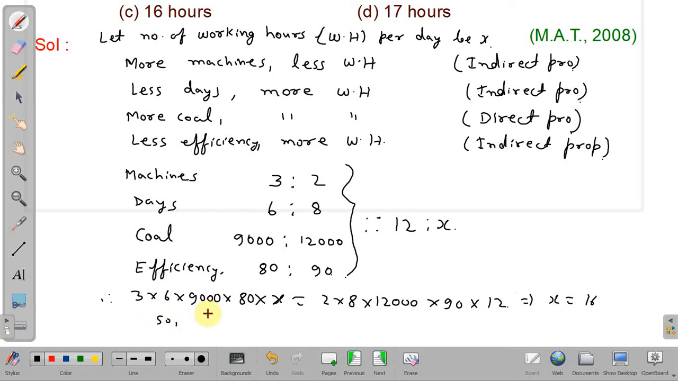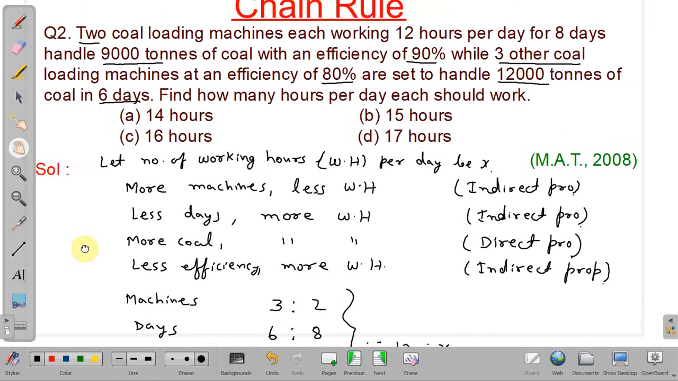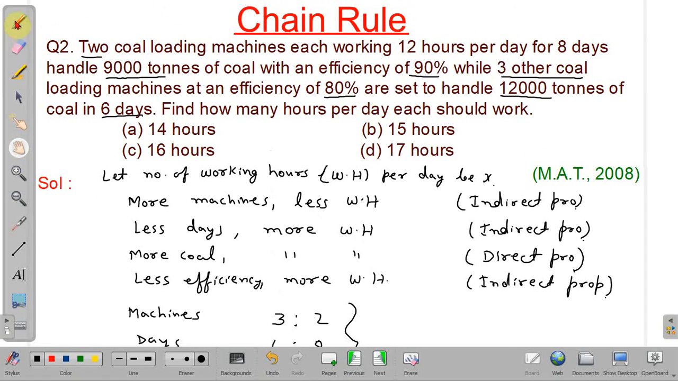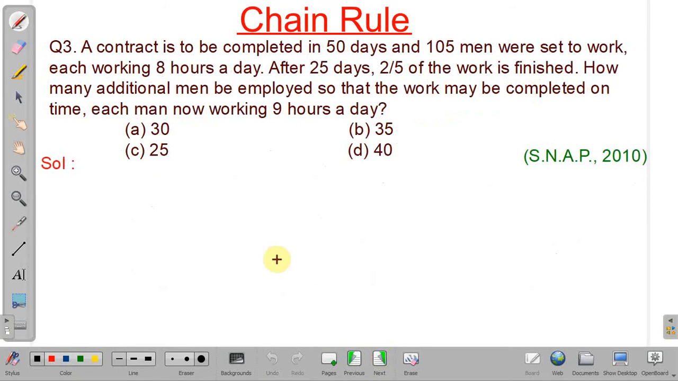After calculating we will get x equal to 16. So working hours per day is 16. Okay, 16 hours. So we will see our answer will be option number C. We will discuss next problem.